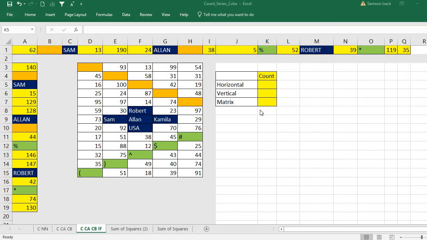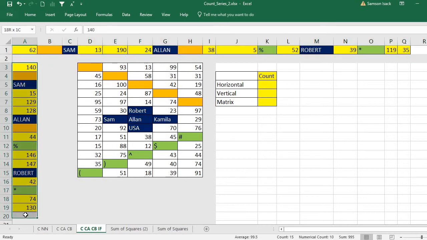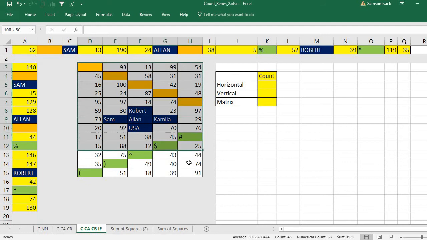I am going to show you how to count the numerical cells in a list. What I have is three sets of data. One is a horizontal list, the second one is a vertical list, and the third one is a square two-dimensional list.